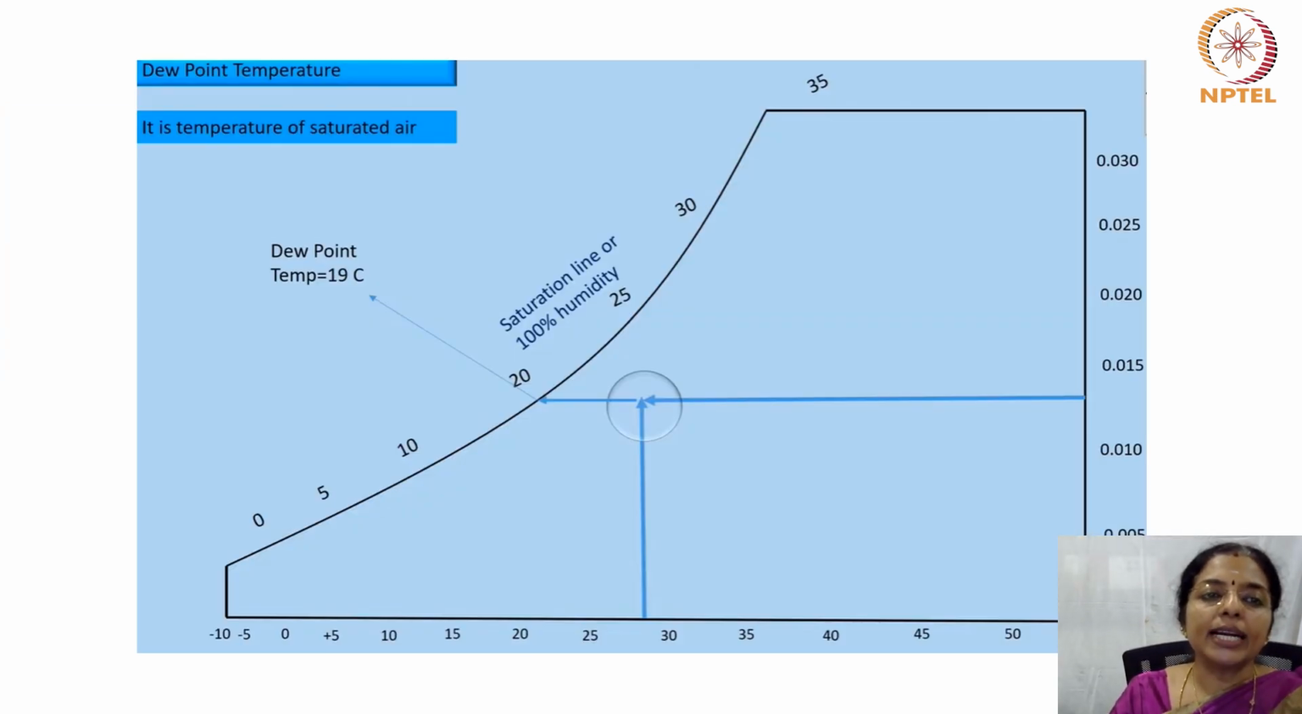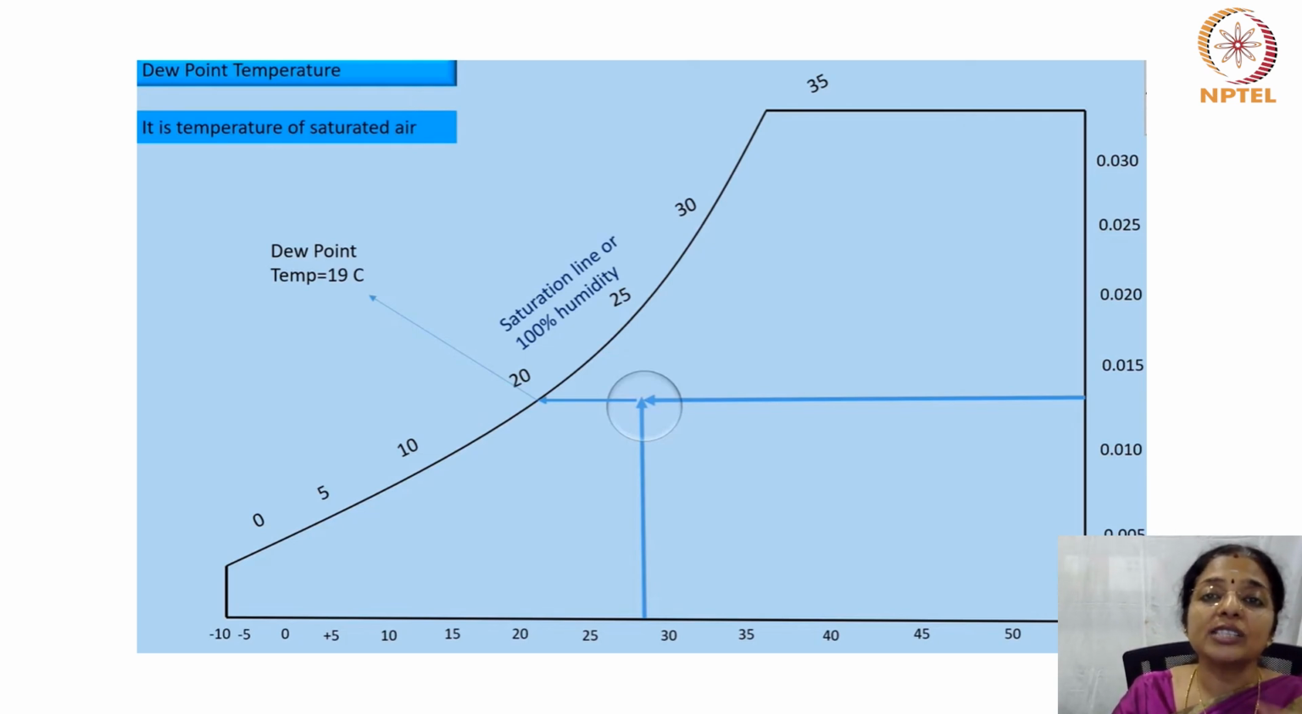Then we will understand what is dew point. Dew point temperature is the temperature of saturated air. And saturated air is the air full of water vapor. That is called saturated air. So, the temperature of saturated air is called dew point temperature.